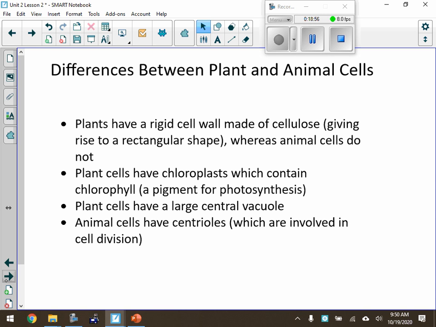Differences between plant and animal cells. Plants have a rigid cell wall made of cellulose, giving rise to a rectangular shape, whereas animal cells do not. Plant cells have chloroplasts, which contain chlorophyll for photosynthesis. Plant cells have a large central vacuole. Animal cells have centrioles. Okay, I'll let you copy those. Finish copying here. So those are 4 differences between plant and animal cells. Make sure you know them. Obviously, if they're important enough to be on that sheet, that's something we probably need to know and be able to decide between, what are some differences.